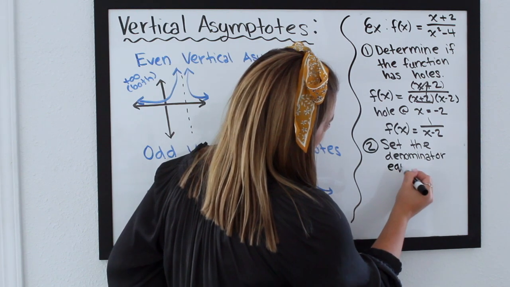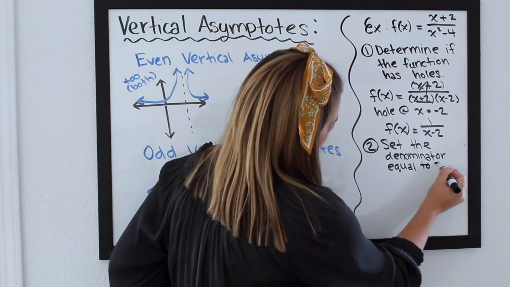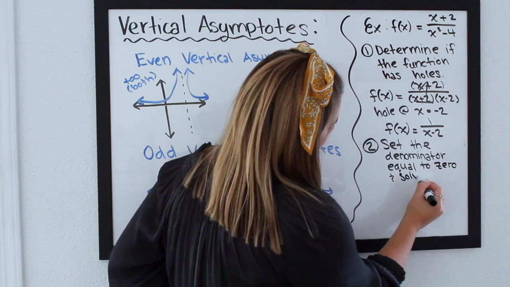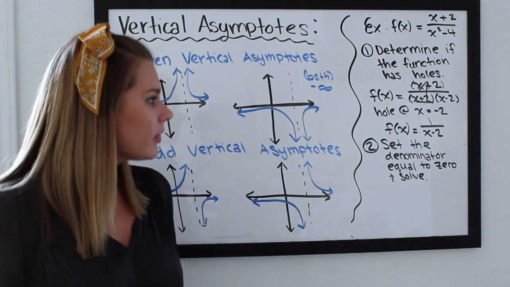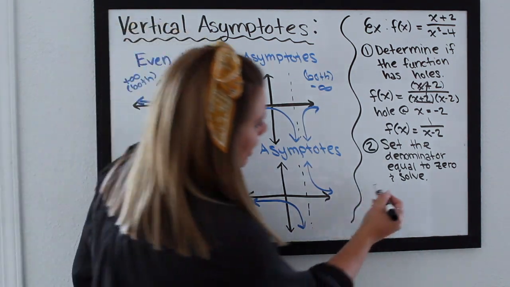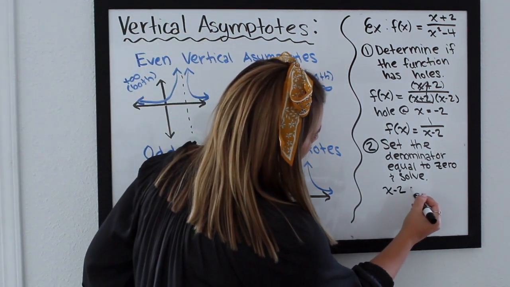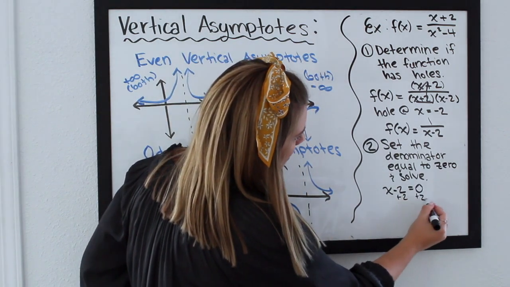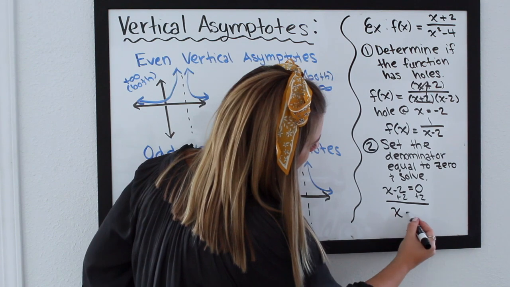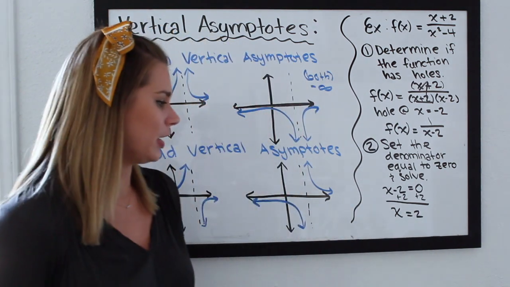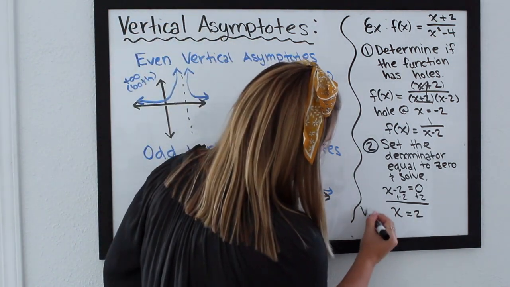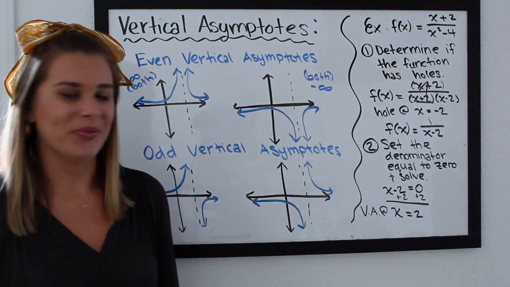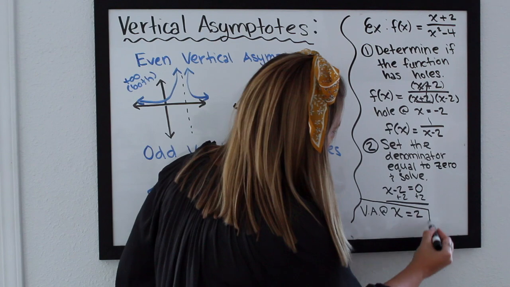Okay, now to find if we have vertical asymptotes, step 2 is set the denominator equal to 0, and solve. Okay? So now, I'm going to take x minus 2 and set it equal to 0. I'm going to add 2 to both sides. So I have a vertical asymptote at x equals 2. I'm going to put VA at x equals 2. So I was able to determine that.